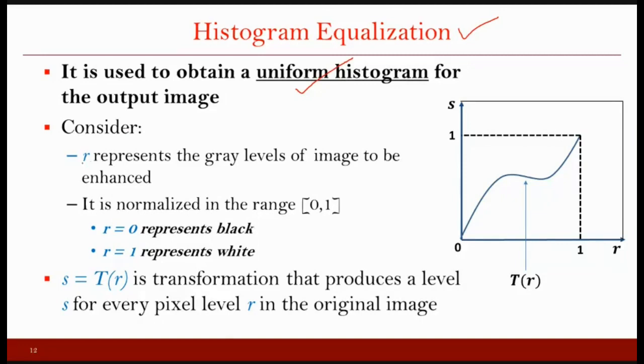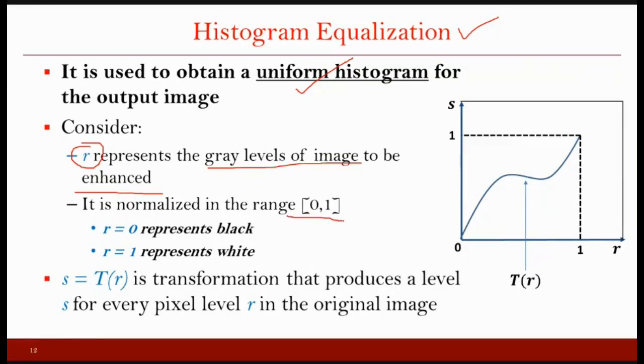Now let us consider that in this discussion, R represents the gray levels of the image to be enhanced. Remember, in this whole discussion there are two histograms: one which is the input histogram, and another which is the uniform histogram that we are going to get after histogram equalization. So R represents the gray levels in the image which is to be enhanced, that means R is for the input image. The range for R is, since we have already normalized the image, between 0 and 1.